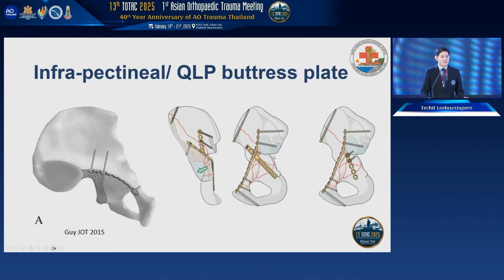So we can also fix the quadrilateral plate and the posterior column using the intrapectineal plate or the quadrilateral plate buttressing. So there are many variations that you can use.